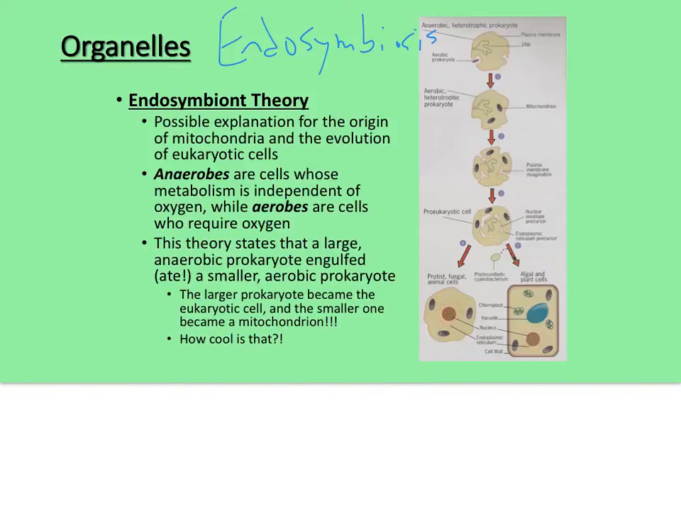Now, this is also an explanation for the way that cells got chloroplasts, and also some would say a way that cells developed to have a nucleus. So basically, scientists suggest that some of the organelles maybe started out as their own cell, got engulfed or eaten by another cell, and you ended up with a more complex big cell that we now refer to as a eukaryote. So, pretty neat.